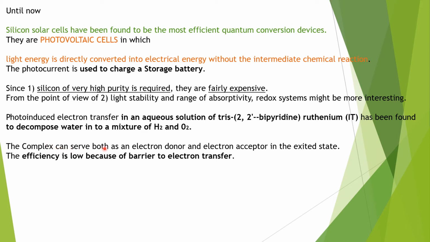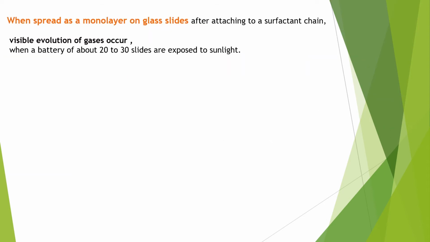So this is the tris 2,2-bipyridine ruthenium complex. It can serve both as an electron donor as well as an electron acceptor in the excited state. The efficiency is low because of the barrier to electron transfer. In order to remove that electron barrier, the complex is spread as a monolayer on a glass slide after attaching to a surfactant chain, and visible evolution of gases occurs when a battery of about 20 to 30 slides is exposed to sunlight.